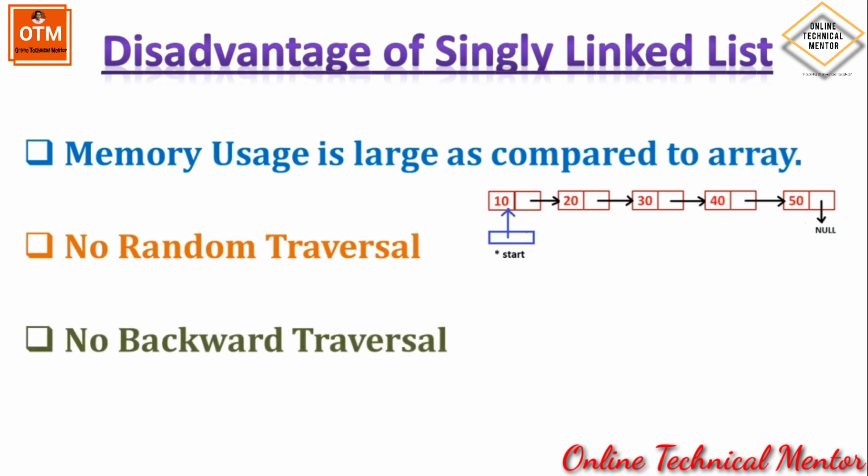And finally, no backward traversal in case of a singly linked list. That means reverse traversing is not possible. Why? Since each link of the node points to the next node, we can navigate in the forward direction only. So there is no possibility to move backward. If we want to go backward, again we have to start from the beginning and move to a particular node. But this limitation has been solved in the case of doubly linked list.